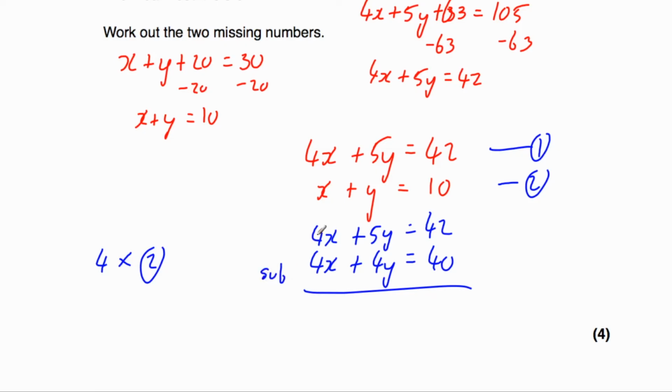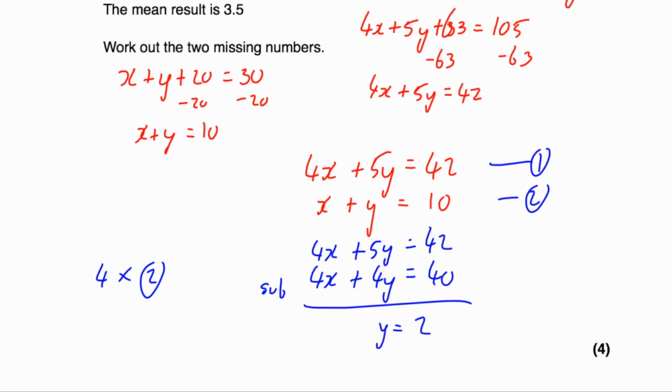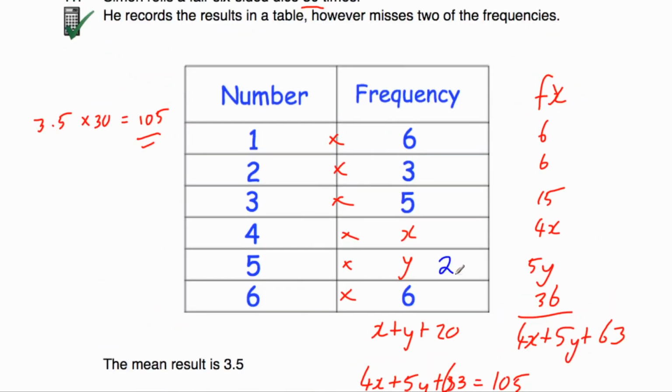So let's subtract. 4x take away 4x, they cancel, that's 0. 5y take away 4y, that's just y. And then we've got 42 take away 40, that's going to be equal to 2. So y is equal to 2. So if we go back up here, we know that y is equal to 2.